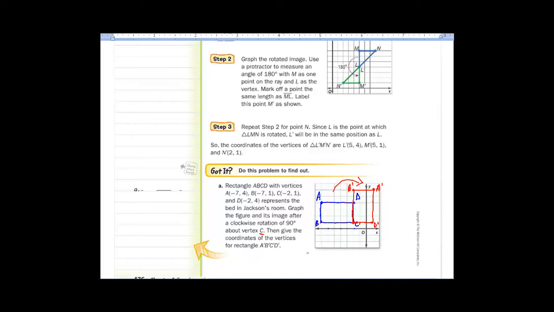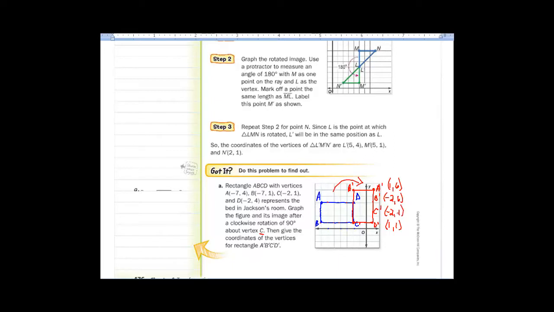Then give the coordinates of these vertices. So A prime is 1, 2, 3, 4, 5, 6. So A prime is 1, 6. D prime, 1, 1. B prime, negative 2, 6. Go ahead and label these if you don't have the letter right next to it. And C prime did not move. So C is still going to be negative 2, 1.